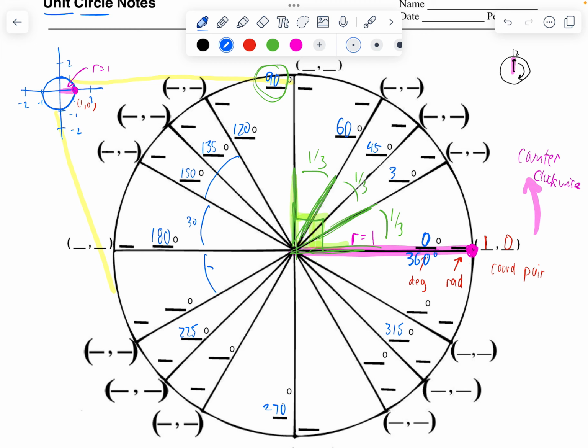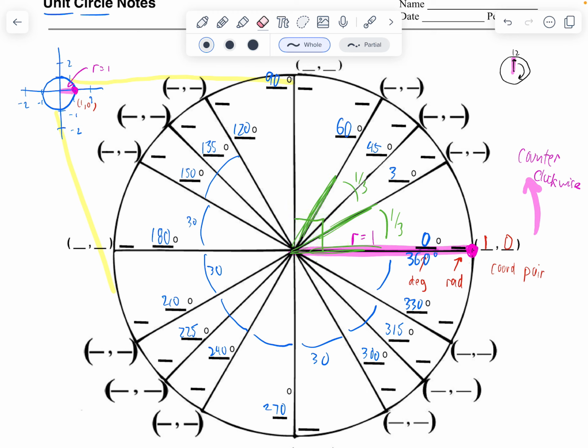Plus another 30 degrees gives me 210, 240, 270. Another 30 degrees gets me 300. And finally 330. If you did it all right, 330 plus 30 again gets me back to 360. Awesome. Let me just clear this up. Get this all out of the way.